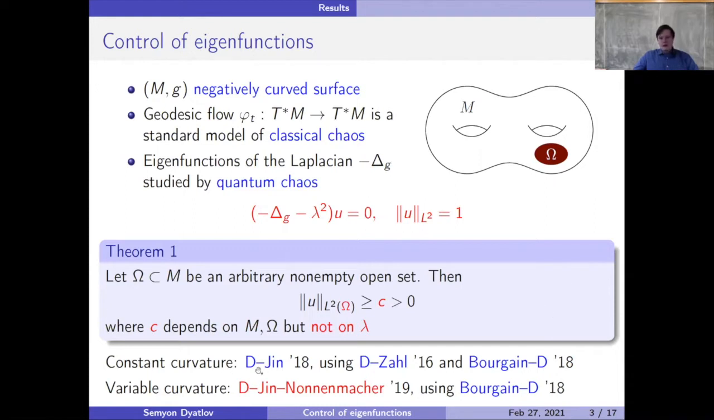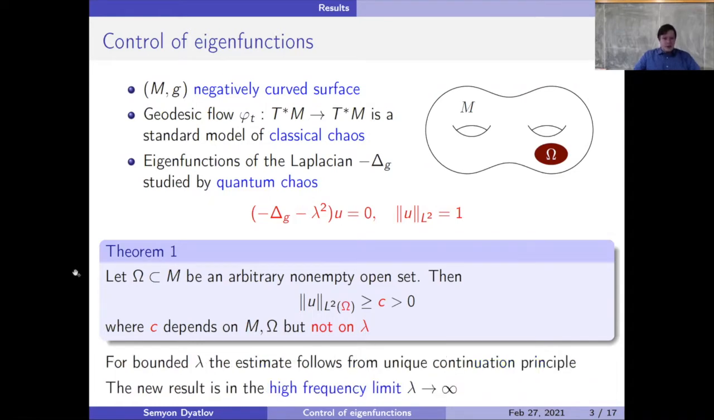All right, so here are the appropriate references. In the case of constant curvature, so in the case of hyperbolic surfaces, this was done in joint work with Jin, relying on joint work with Zahl and the Fractal Uncertainty Principle that was proved in joint work with Bourgain. And in the case of variable curvature, which is more recent, and which I'll try to explain why is more difficult, that was done in the work of Jin, Mon and Masha.